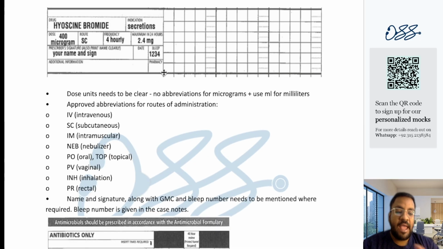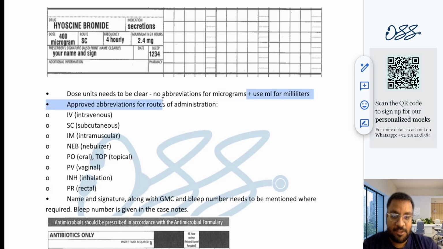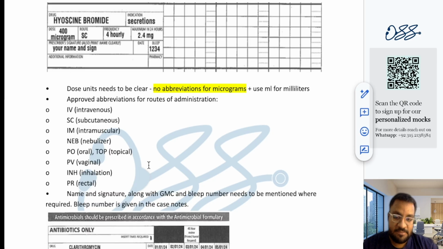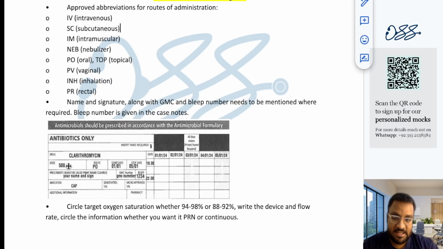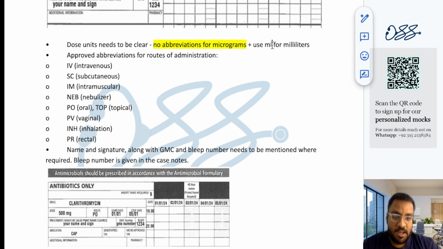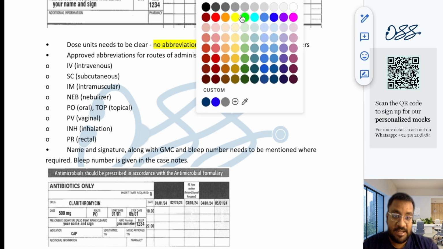Now let's come to actual prescribing. What are the things that you need to take care of, and what are the things that you need to have in your mind when you're writing down the drugs? Number one, the doses need to be written very clearly. And there is no abbreviation for microgram. You cannot write mcg for microgram. Microgram needs to be written as microgram, like you can see over here, 400 micrograms. Milligram can be written as mg, like in the clarithromycin. Milliliter can be written as ml. But microgram needs to be written as microgram.